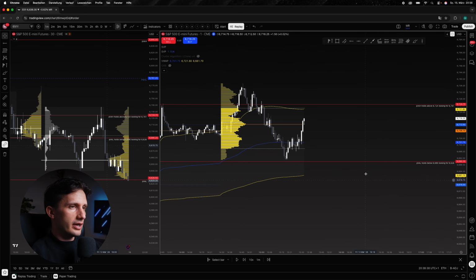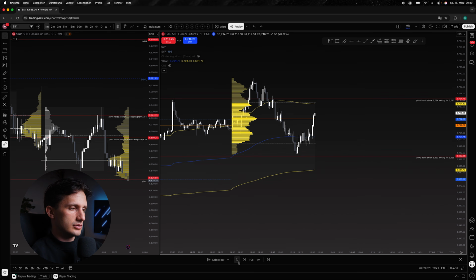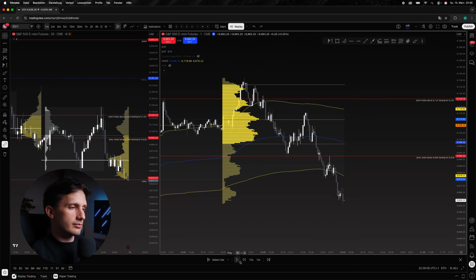Right now we are in the middle of this phase, so I'm not even looking for a trade. I'm only paying attention to whether the market stays below right here or stays above right here. We can also see that we are staying between the VWAP bands and within the current New York session volume profile. So let's play this forward a little bit and see what the market does.